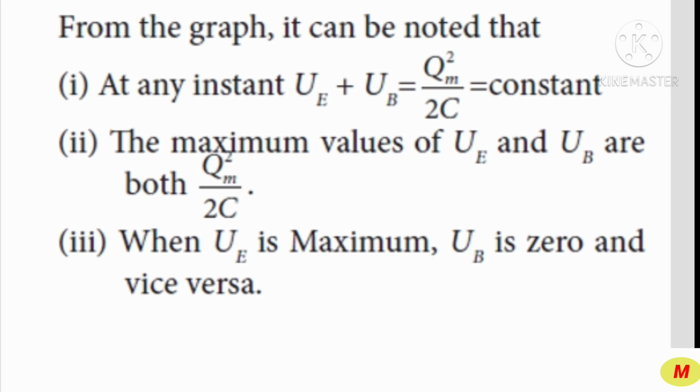When the electrical energy UE is maximum, then the magnetic energy UB is 0.